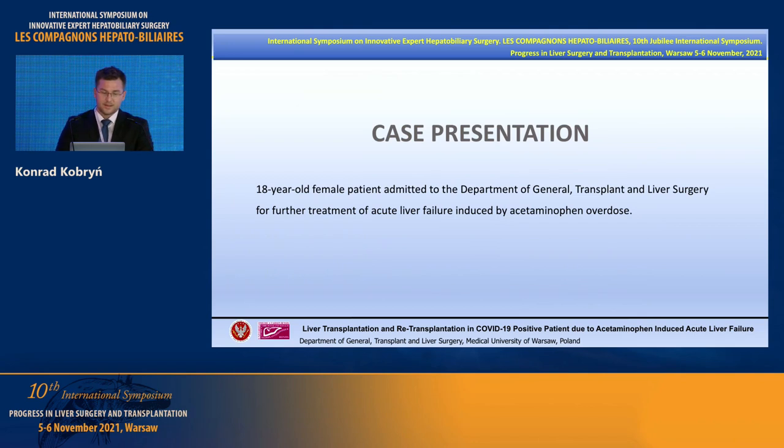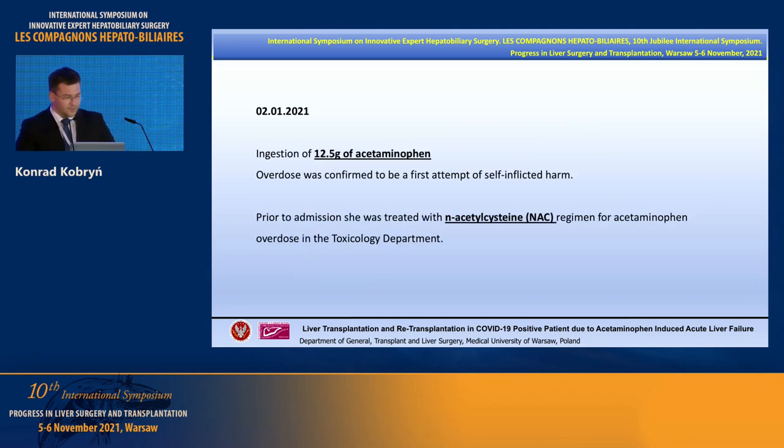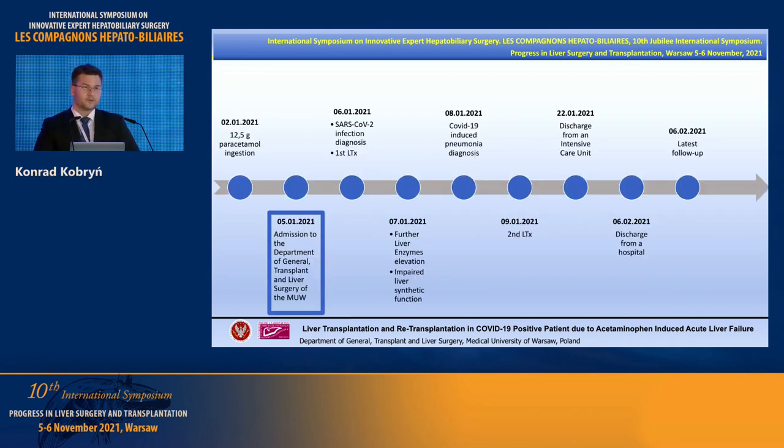Now, our case is of an 18-year-old female patient admitted to the Department of General Transplant and Liver Surgery for further treatment of acute liver failure induced by paracetamol overdose. On the 2nd of January this year, the patient ingested 12.5 grams of acetaminophen. The overdose was confirmed as the first attempt of self-inflicted harm. Prior to admission, she was treated with the standard N-acetylcysteine NAC regimen for acetaminophen overdose in the toxicology department at a different center. She was then referred to us 3 days later.